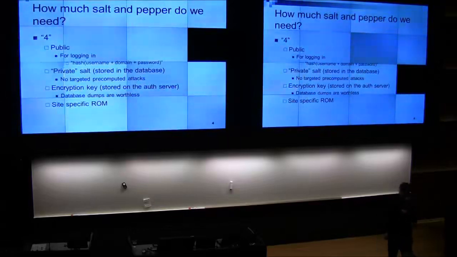Then private salt stored in the database, so you can't have targeted, pre-computed attacks. Encryption keys stored on the authentication server, so that's salt or pepper, but basically when you dump the database, none of your hashes are worth anything, unless they also break into the authentication server. This is also called a local parameter. Site-specific ROM.